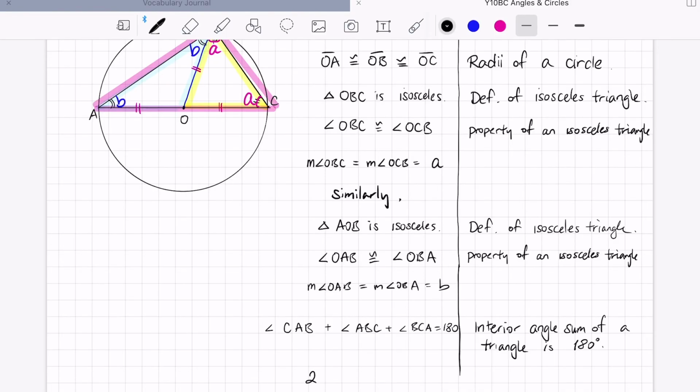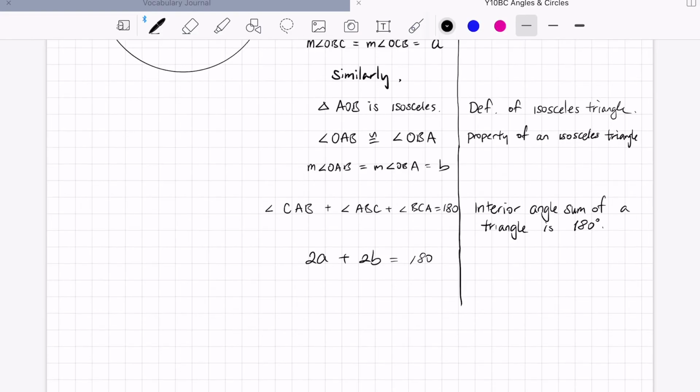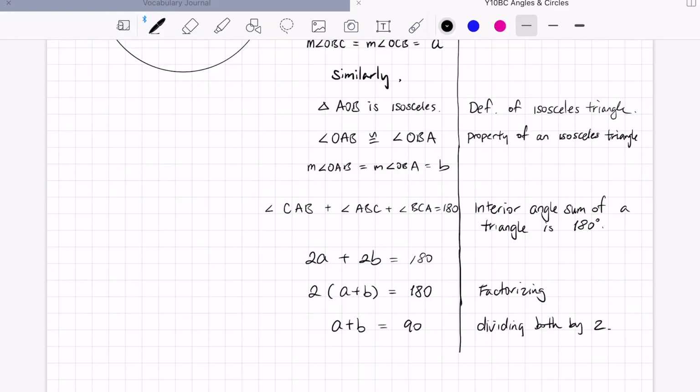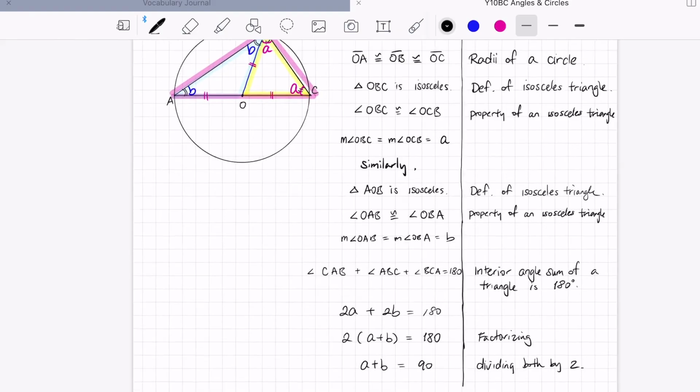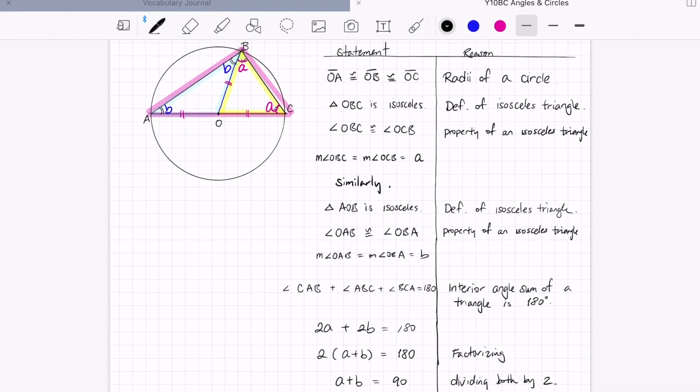So that means if I added A plus B plus B, that should equal 180. So 2A plus 2B is 180. You can say the same reasoning, or you're substituting, and then here I'm going to factor out the left side. 2 times A plus B equals 180. I'm factorizing here. And then divide both sides by 2, then I'll get A plus B is 90. That's dividing both by 2.